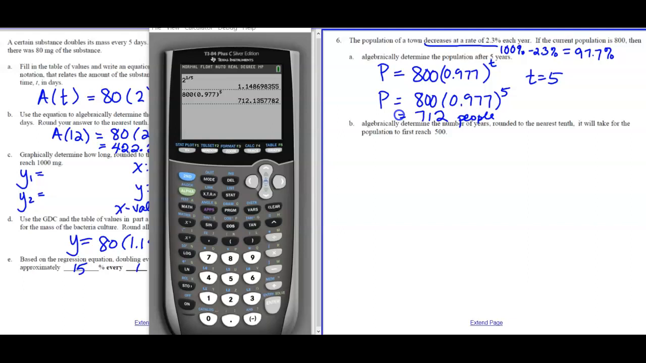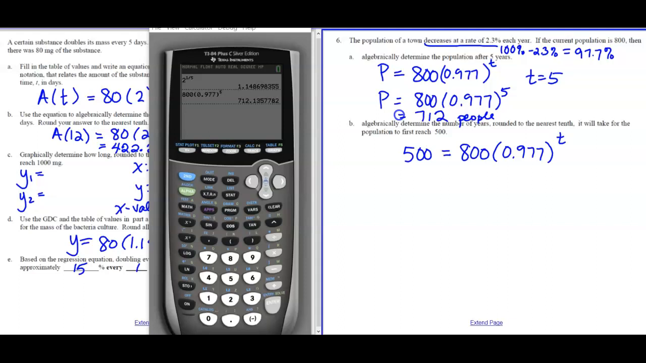So then algebraically determine the number, so this is algebraically determined, not graphically determined, the number of years, so you're trying to find t when the population is 500. So now you've got 500 equals your equation, 800 times 0.977 exponent t. That's why we didn't do these at the beginning of the unit. Because to algebraically find the value, you need to know logs.